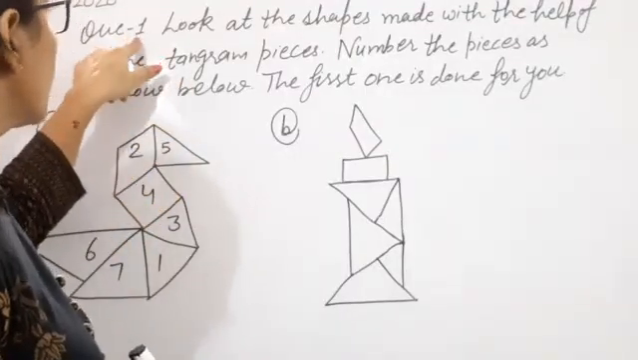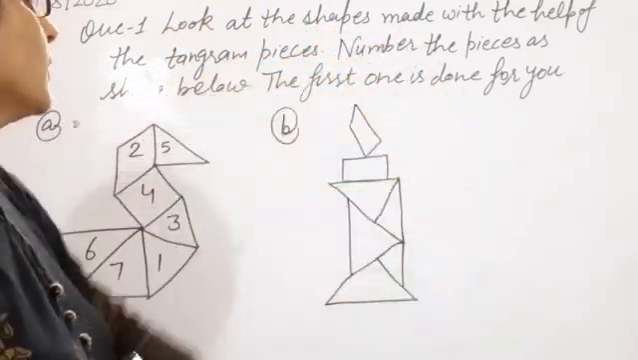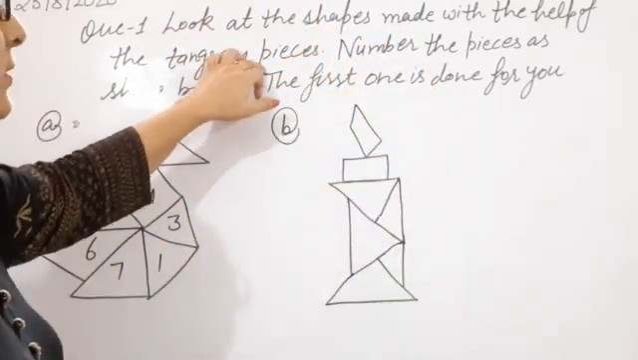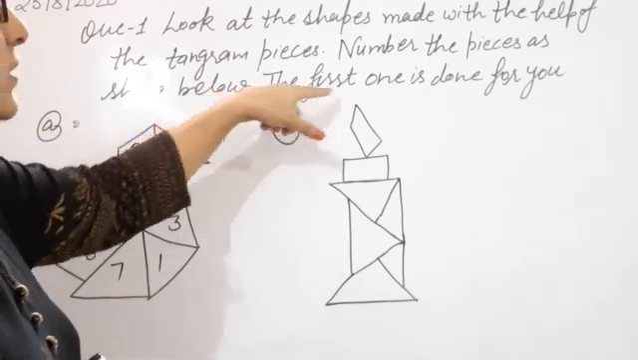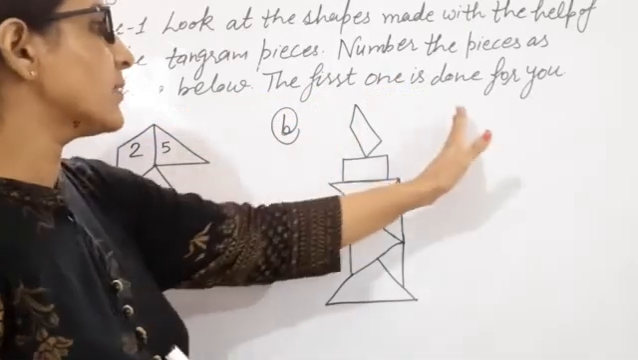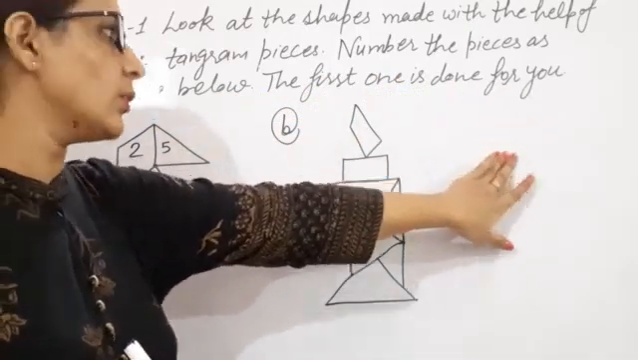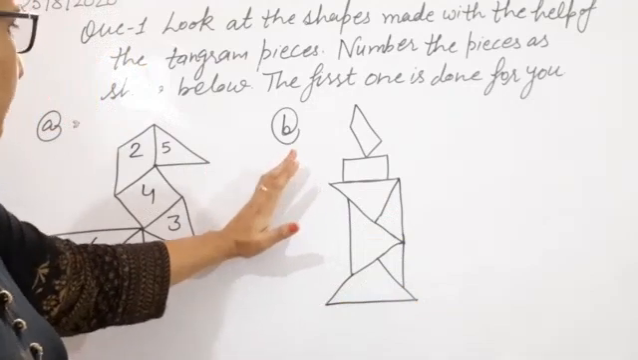Now the question number 1 of exercise number 4.5: look at the shapes made with the help of the tangram pieces. Number the pieces as shown below. The first is done for you. After that you do your part B and C. Part C is also given in your book. Clear? Here I am explaining only part B.